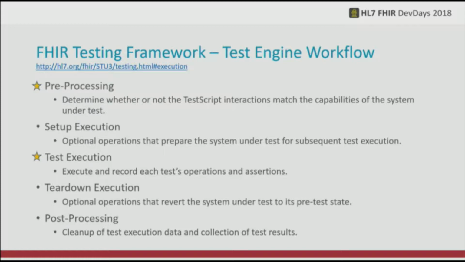But I've started a couple of them here, so we're going to focus on those primarily for the time being. So pre-processing is where you determine whether or not a test script and its interactions that you want to test match the capabilities of the system you are testing. So how do we know what the capabilities of a FHIR system is? Conformance statement in DSTU2, and in STU3 and forward, it's now called the capability statement. Same idea, same resource, just renamed to be a little bit more in line with the nomenclature.